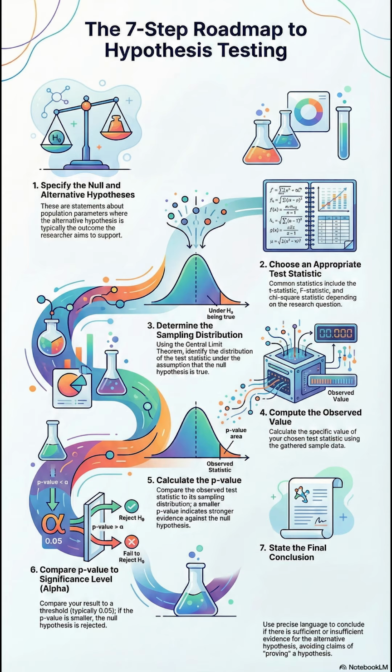Finally, in the seventh step, if the null hypothesis is rejected, we conclude that there is sufficient evidence to support the alternative hypothesis. If the null hypothesis is not rejected, we conclude that there is insufficient evidence to support the alternative hypothesis. It is crucial to use precise language. Conclusions should state whether there is evidence for the alternative hypothesis, not whether any hypothesis has been proven.